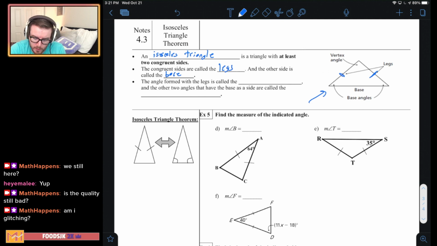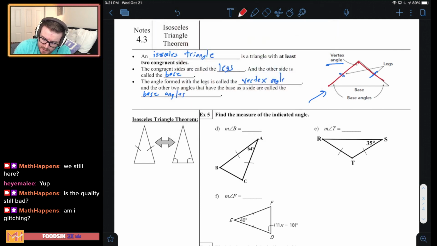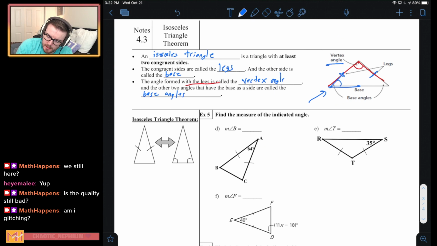And the angle formed with the legs is called the vertex angle, right here. And the other two angles that have the base as a side are called the base angles. So these two legs come together, as it said here, formed by the legs, and make a vertex angle. However, this base and leg make that angle. The base and leg make that angle. Those are referred to as the base angles.